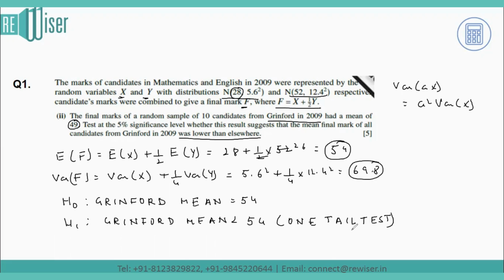Now, we need to calculate the z statistic. The formula is the mean, which is given here as 49, minus the calculated mean that we have calculated as 54, divided by the standard deviation. So we have to find the standard deviation. The variance of F is known, so root of the variance gives us the SD, and this is divided by root of the sample size. Since we have taken 10 candidates, the sample size is 10, so that is root 10.